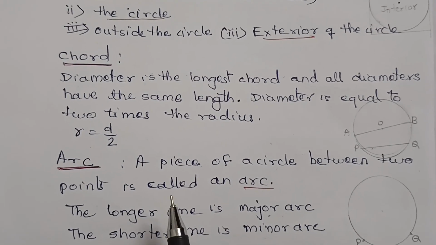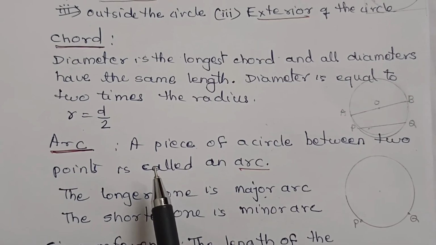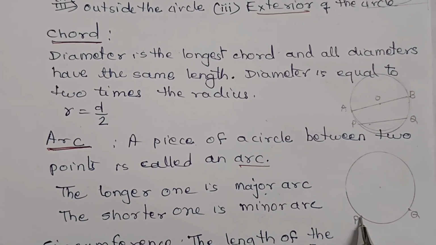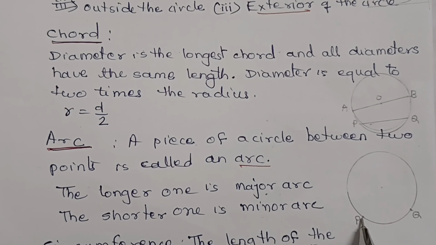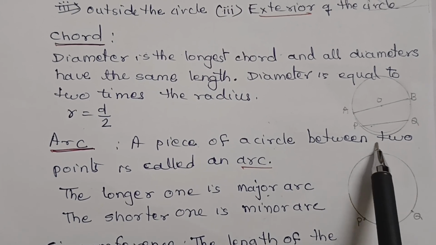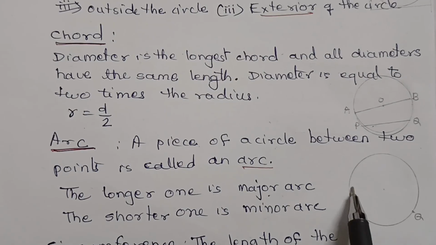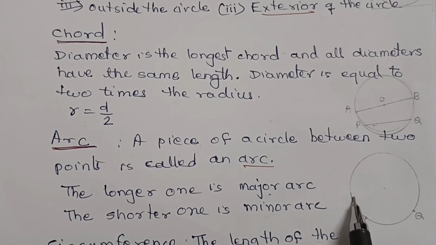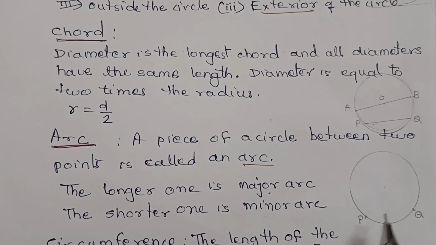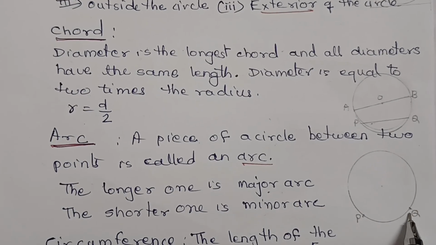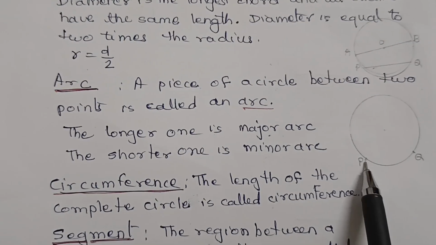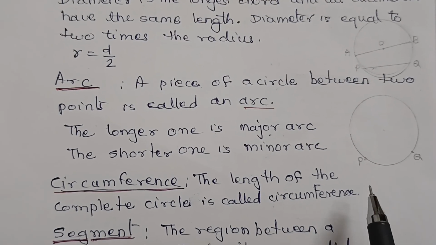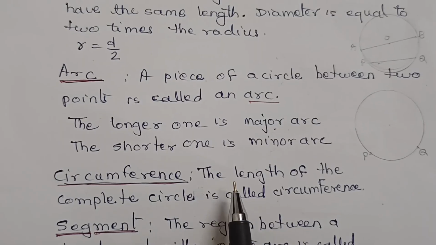Then we'll move to the arc. What is an arc? A piece of a circle between two points is called an arc. This PQ is an arc, and the major arc, that is PQ, this is also an arc. The longer one is called a major arc and the shorter one is a minor arc. An arc is a piece of a circle between any 2 points.